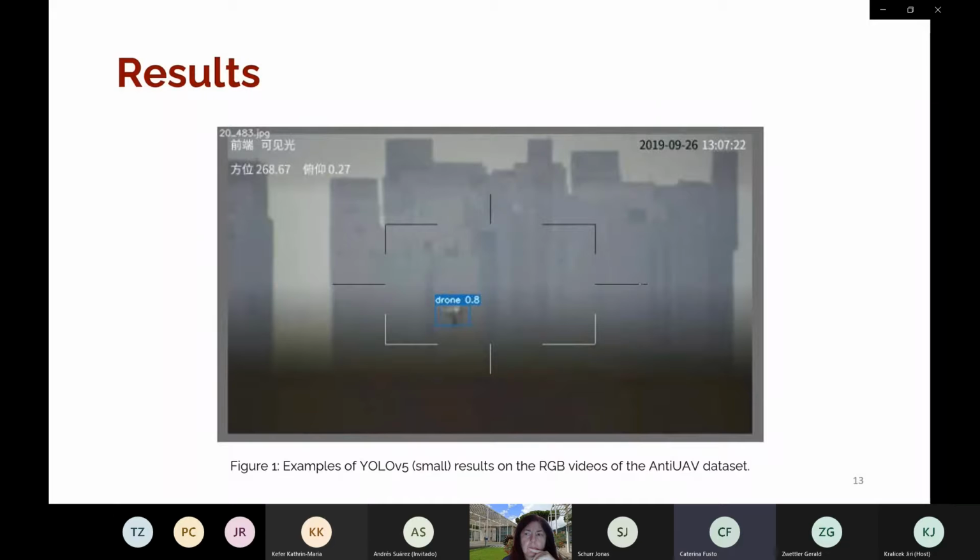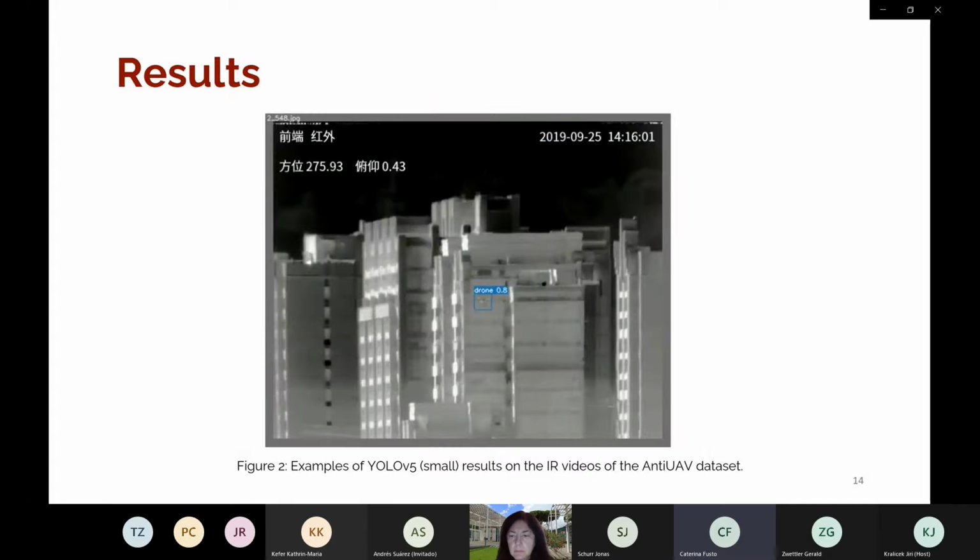In Figure 1, you can see the result of YOLOv5 in a small size on the RGB video frame from the UAV dataset. The blue rectangle denotes the area where the drone is detected, and the number denotes confidence of the prediction. In this case, the model detected the drone with 80% confidence. In Figure 2, you can see the results of YOLOv5 in a small size on the infrared video frame from the anti-UAV dataset. As in the first figure, the blue rectangle denotes detection and the number denotes confidence of the prediction.